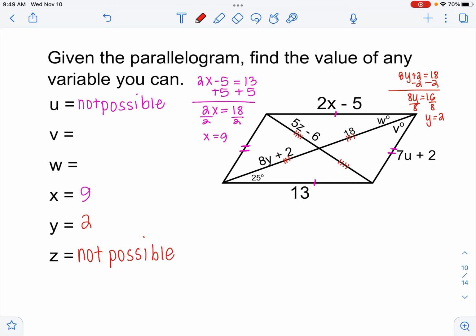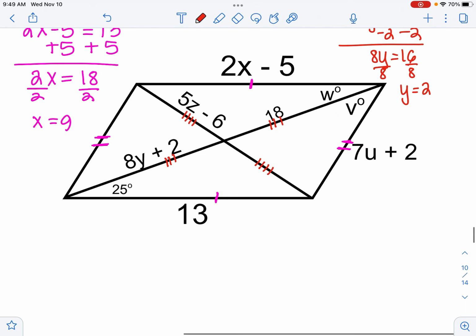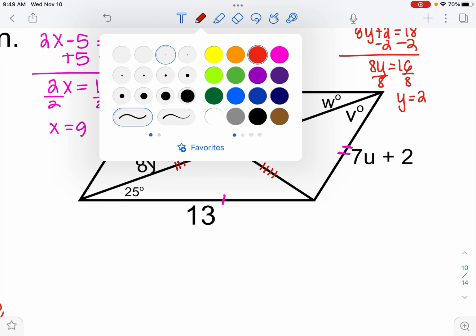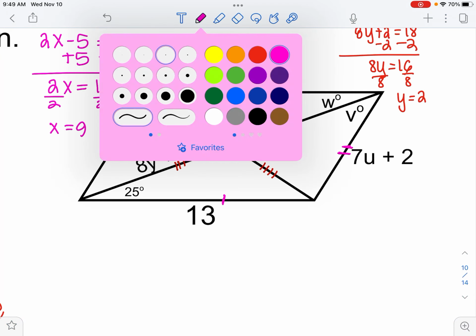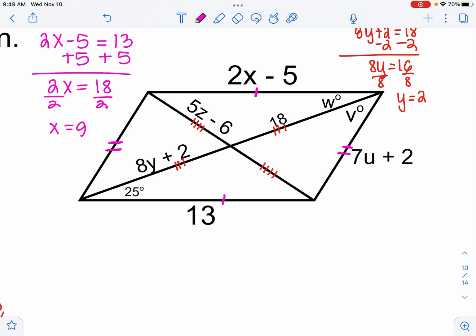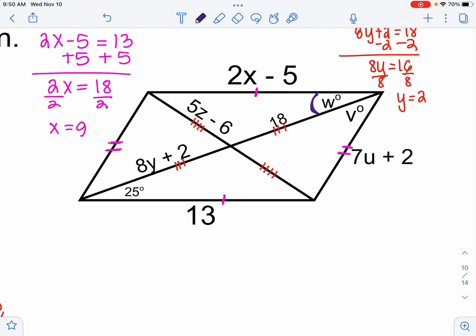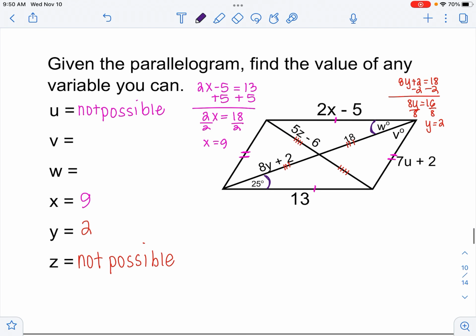All right. Last but not least, we have V and W. If you look at where they're located in an angle, but they also have a transversal drawn. So I'm going to use the fact that I know alternate interior angles are congruent. I'm going to say angle W is congruent to this angle. So W is 25.